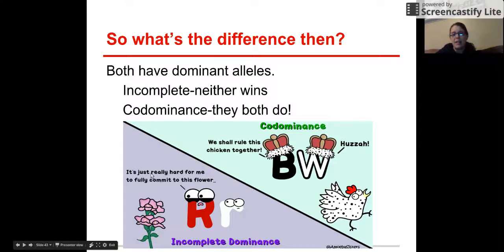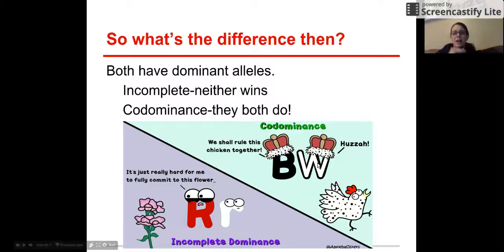And you guys can see, it's just really hard for me to fully commit to this flower. So he's not really totally dominant, neither is he. So they both just sort of mix together to make one new phenotype. Codominance, black and white, makes this black and white chicken, okay? It says, we shall rule this chicken together. Huzzah! Woohoo! Okay. In codominance, both are completely dominant.